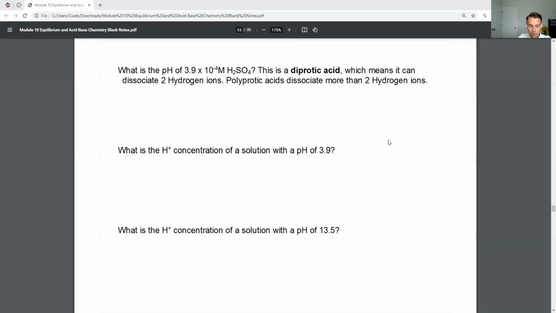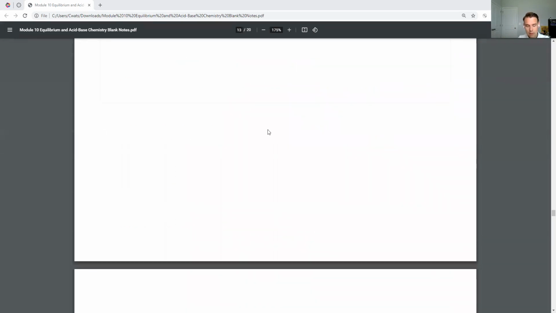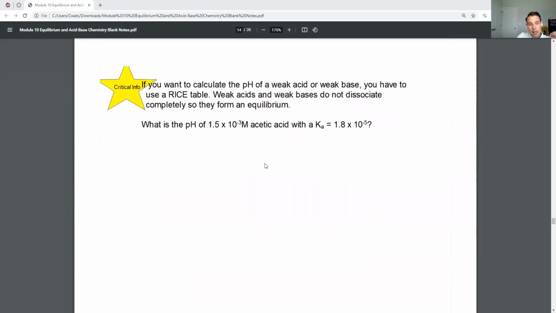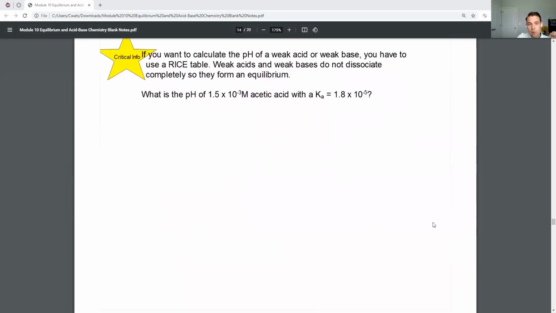Okay, last two examples. So we're going to have to use RICE tables for it. This is why it's important that we did the RICE tables first. It's going to make this so much easier. If you want to calculate the pH of a weak acid or a base, you have to use a RICE table, because they do not dissociate completely and form that equilibrium. I have my double-sided arrow, and therefore I can do a RICE table.